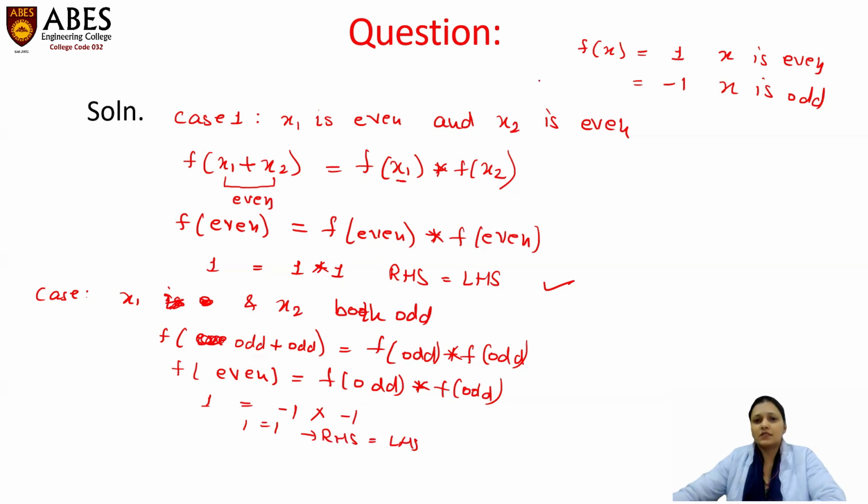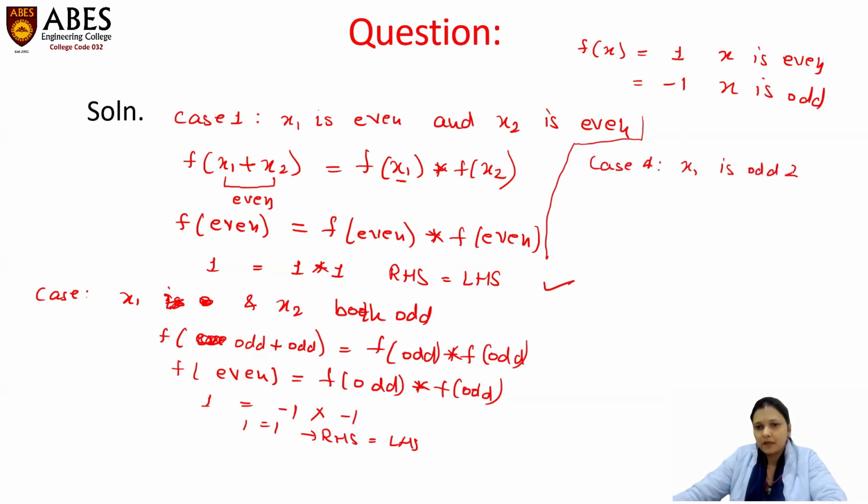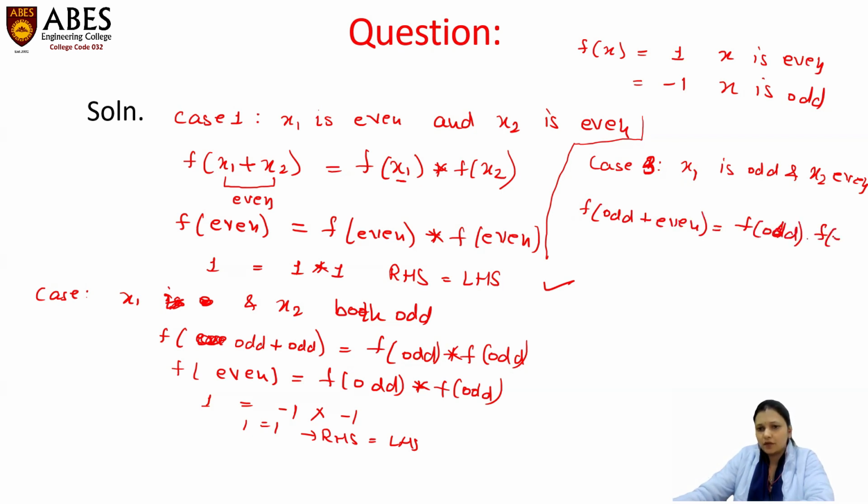The next case is case 4. Case 4, when x1 is odd and x2 is even. This is case 3, not 4. So when x1 is odd, we have to put these values in the function. Odd plus even, f odd into f even. So let's see.